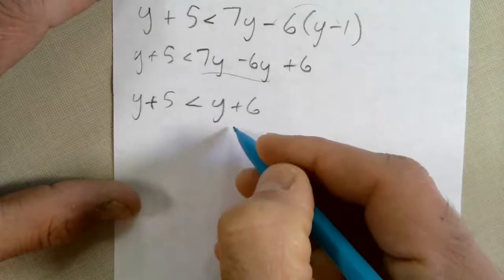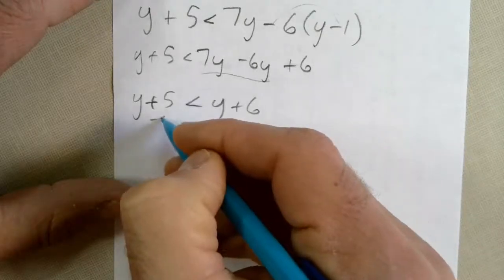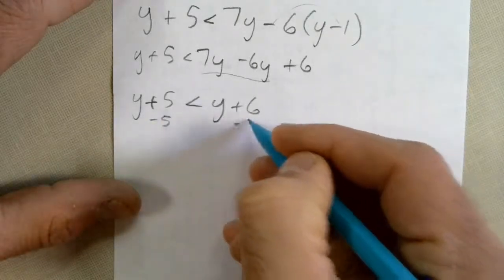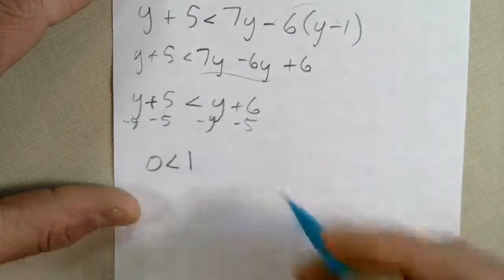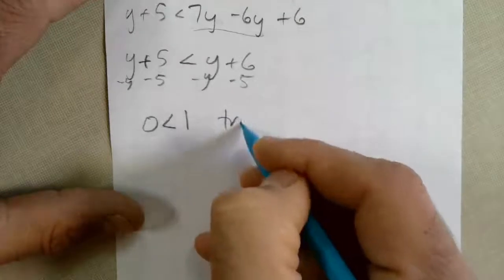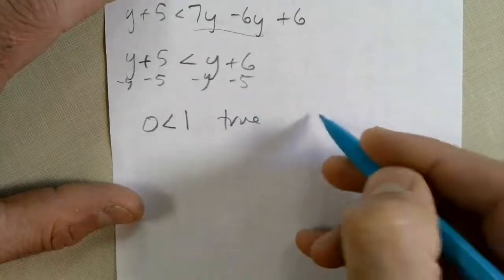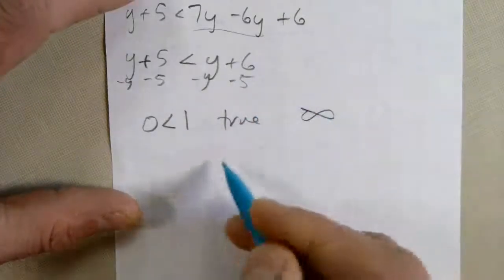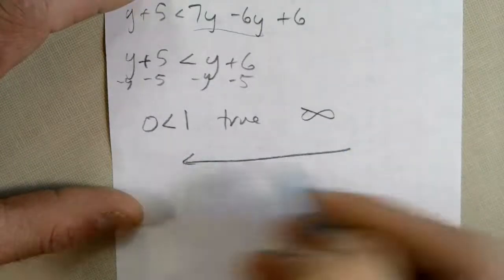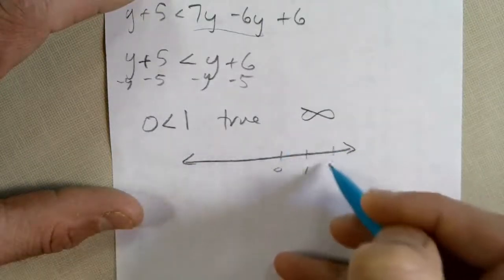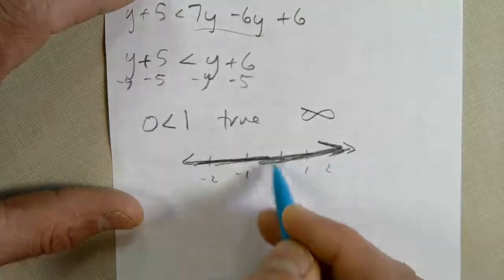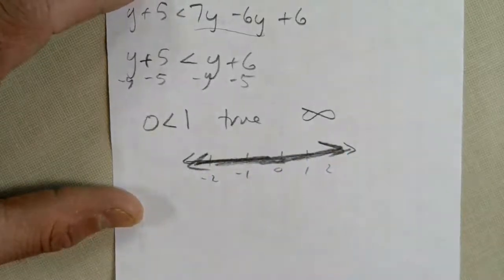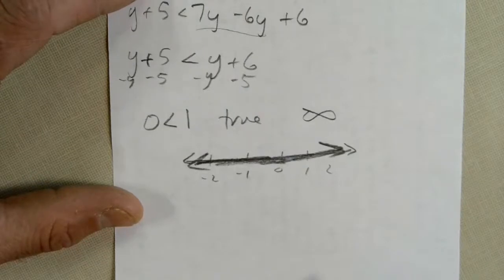Okay, then I'm going to do minus 5, minus 5, minus y, minus y. So I'm going to have 0 is less than 1. Okay, this is true, and it's always true. So the answer is all real numbers. And to graph it, I'm simply going to make my number line and then shade the entire thing. Like that. Every real number would make this true no matter what.